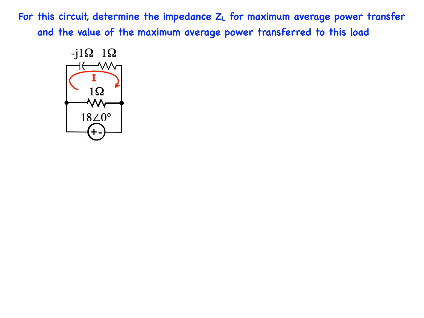To calculate the current I, we will use Ohm's law. The current I flowing through the capacitor and resistor is given by the voltage drop across the series combination, which is 18 volts, all over the series impedance combination, which is 1 minus j. Substituting these values in our equation yields 18 divided by the quantity 1 minus j amps. Since we now know the current I, let's go back to the original diagram and proceed with the rest of the calculations.